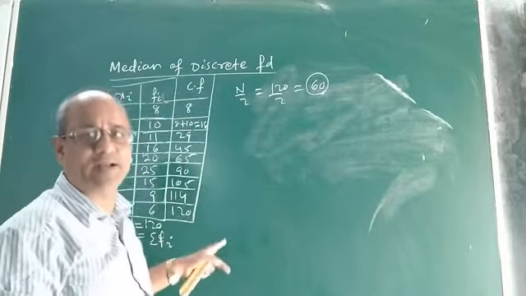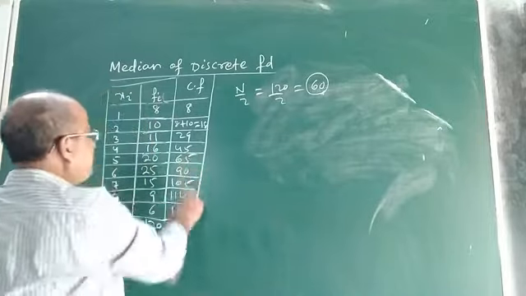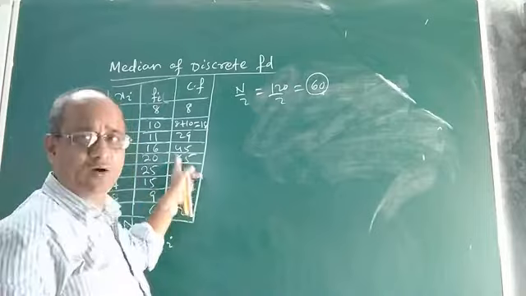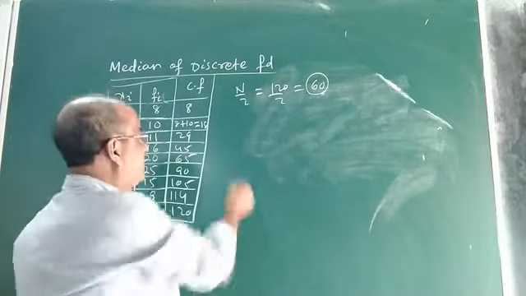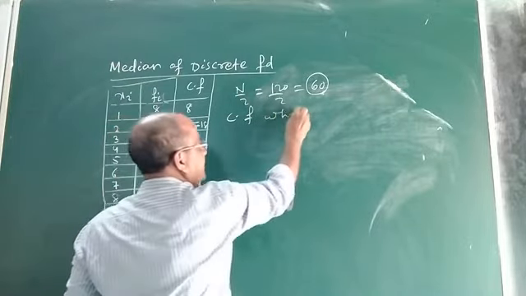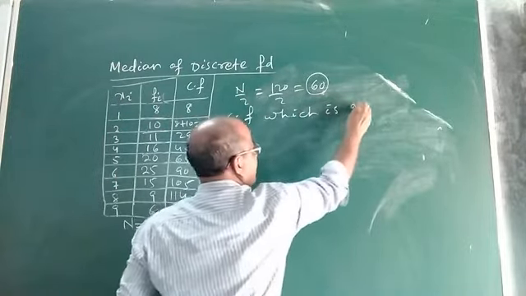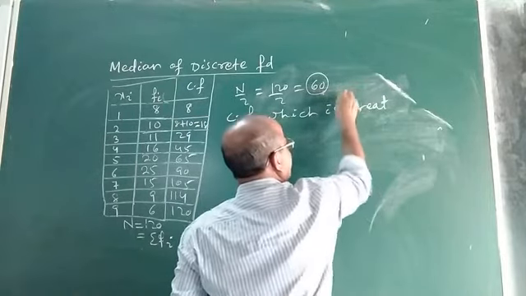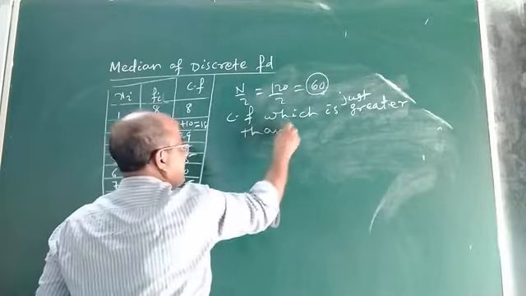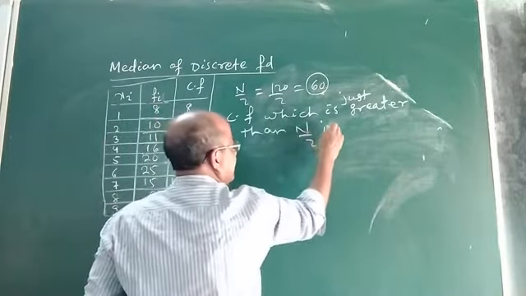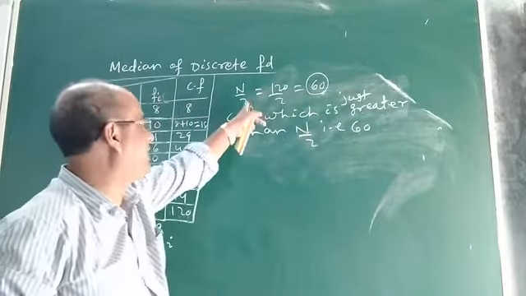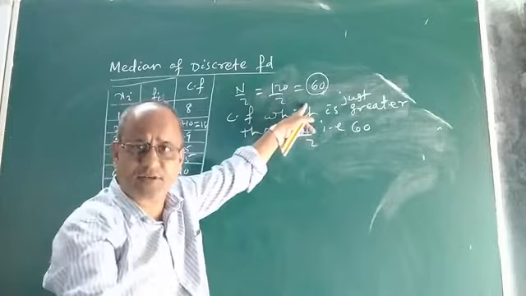Come back to the cumulative frequency column. Now from this cumulative frequency column, you find out that cumulative frequency which is just greater than your n by 2. That is 60. N by 2 means 60. After finding the value of n by 2, what is the next step?